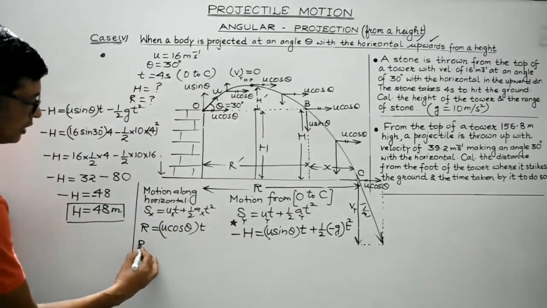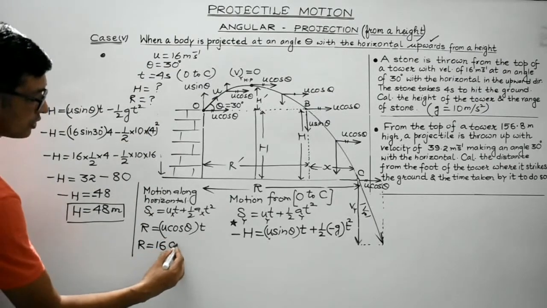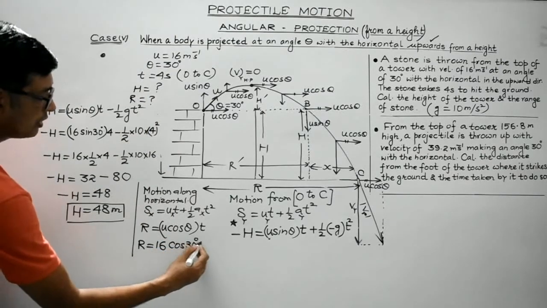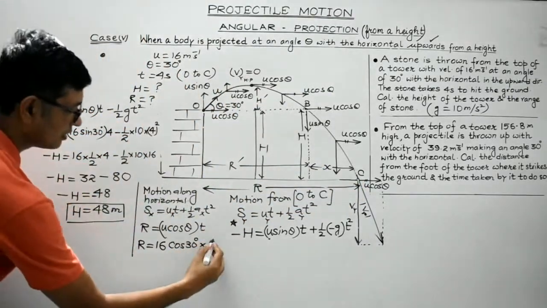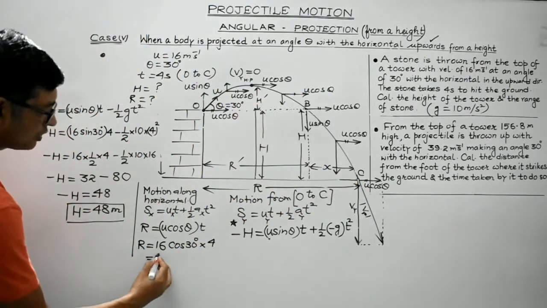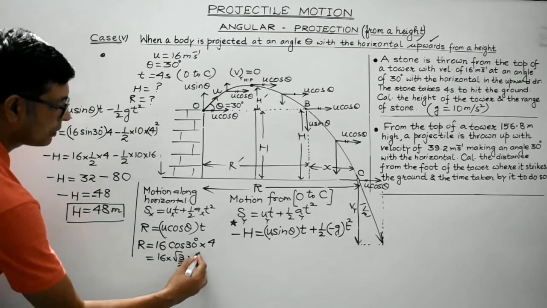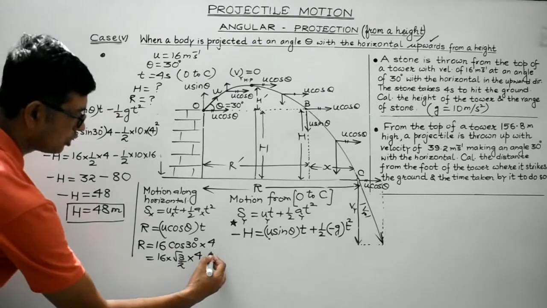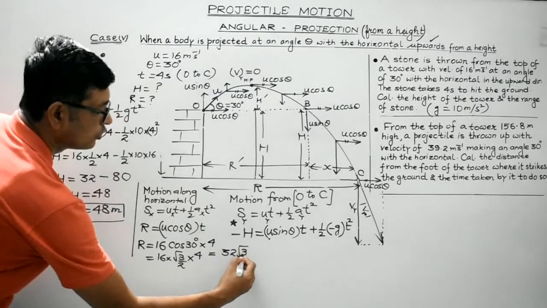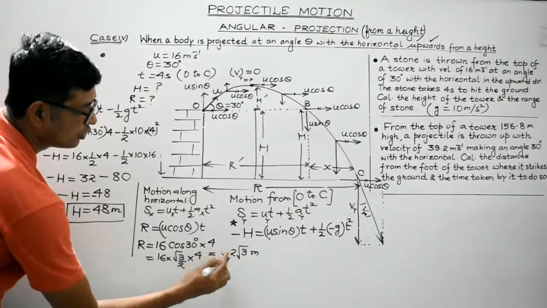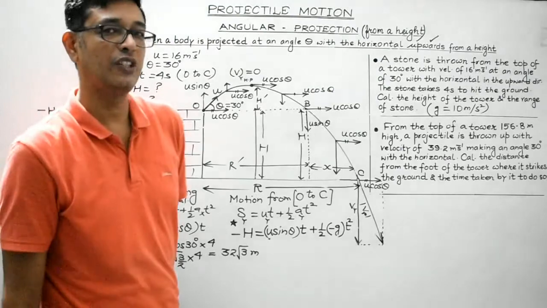So range would be equal to u, which is given to be 16, cos theta with theta given to be 30 degrees, and the time of flight is given to be 4 seconds. So let's try to solve it. 16 cos 30 is root 3 by 2, multiplied by 4. So that will be equal to 32 root 3 meters. So this will be the answer. So range is 32 root 3 meters.